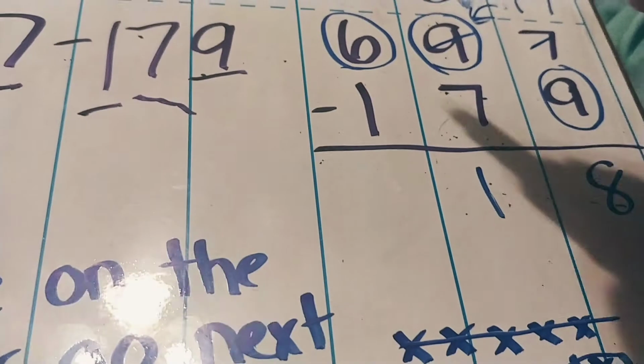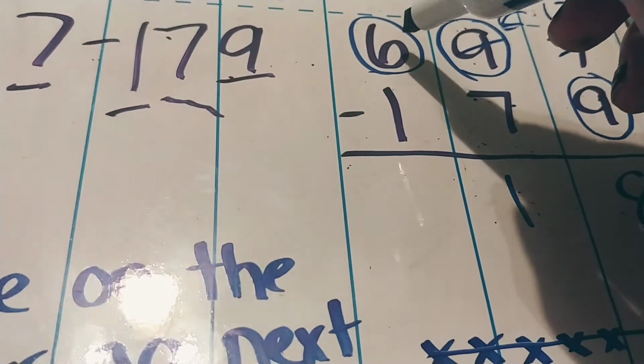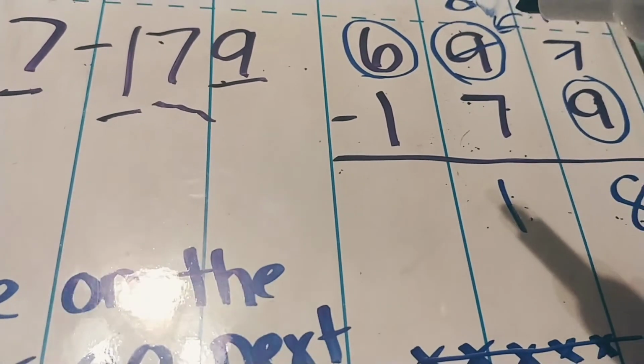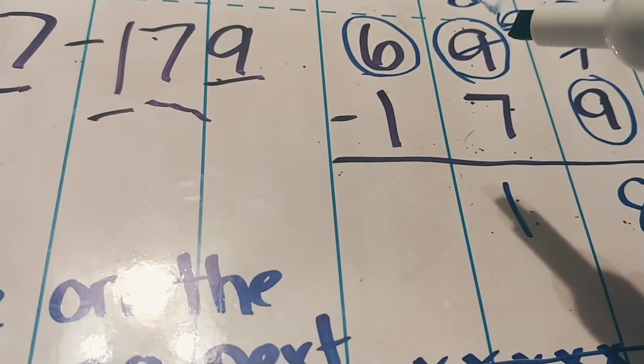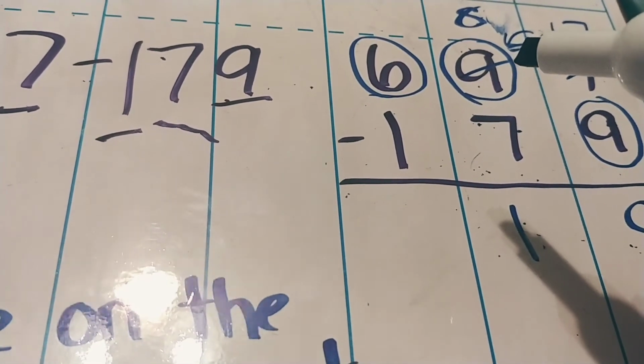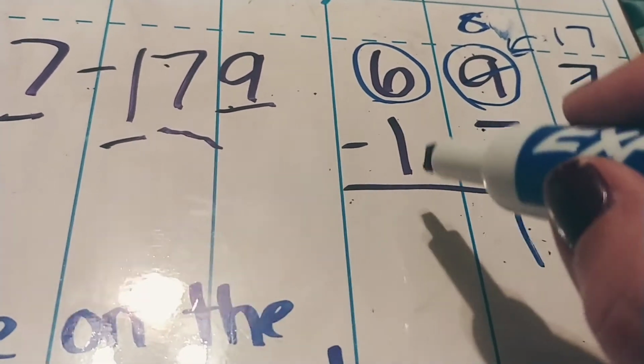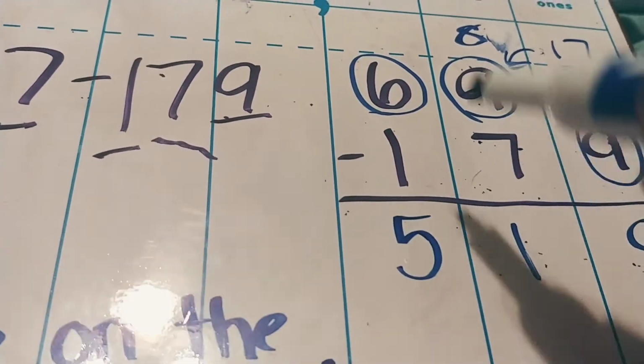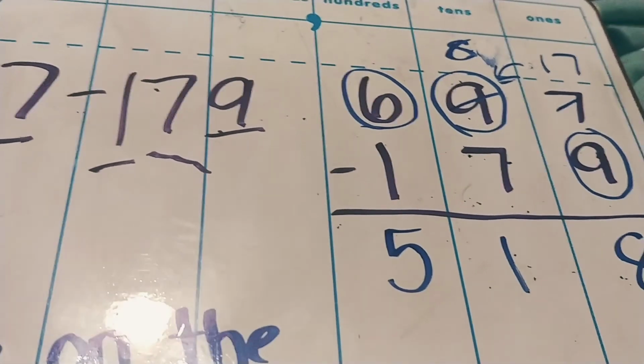Okay, so now 6 minus 1. Well, when we're counting, we go 1, 2, 3, 4, 5, 6. The number that comes before 6 is 5. So 6 take away 1 is 5.